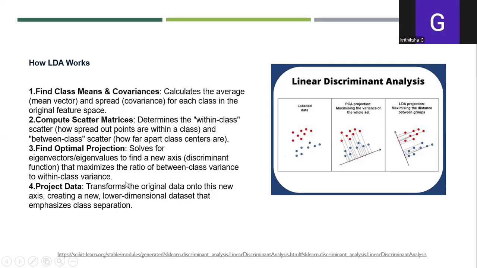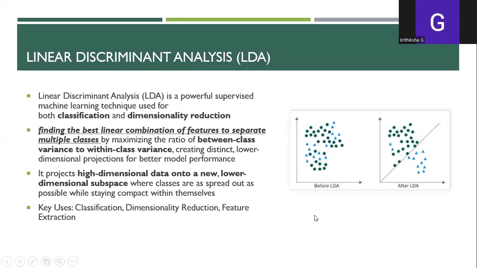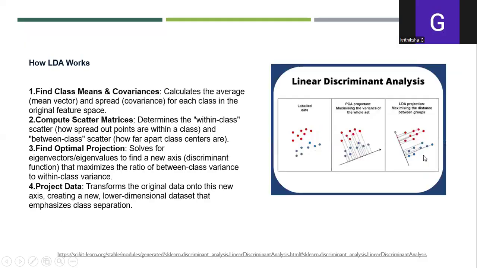After finding that, they will transform the original data into the new one. For example, after finding this projection line, they will transform this data so that they put all the circles and the triangles in different parts, and it will be more optimal to separate both the classes. So this is how LDA works, and LDA comes under supervised learning.